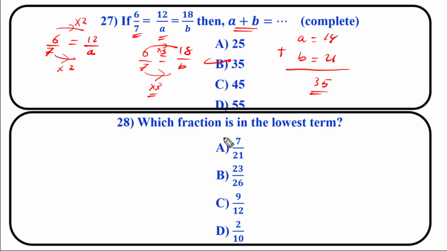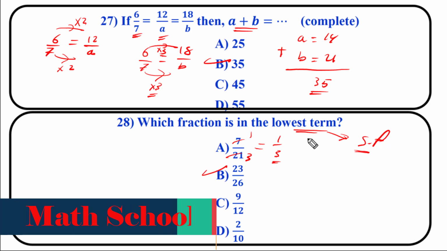Number 28. Which fraction is in the lowest term? Lowest term means what, guys? Simplest form. We studied before that there are no common factors between the two terms of the fraction. The first fraction, 7 over 21, is not in the simplest form. We can divide by 7: 7 divided by 7 equals 1, 21 divided by 7 equals 3. So it will be 1 over 3. Second, 23 and 26 have no common factors, so 23 over 26 is in the simplest form, which means in the lowest term.